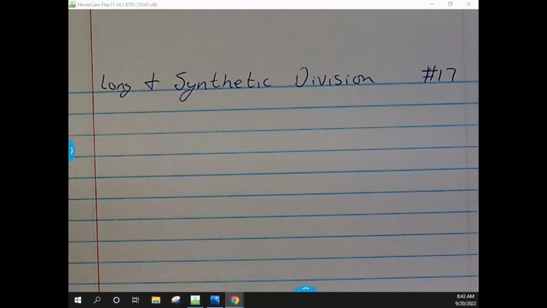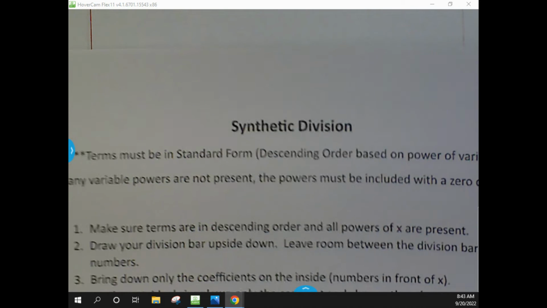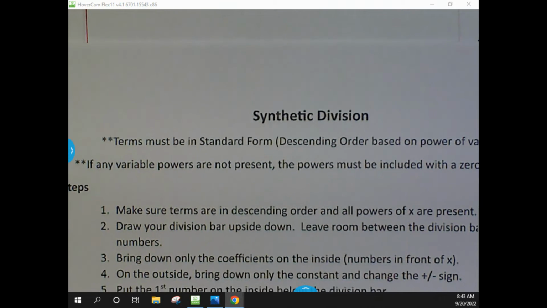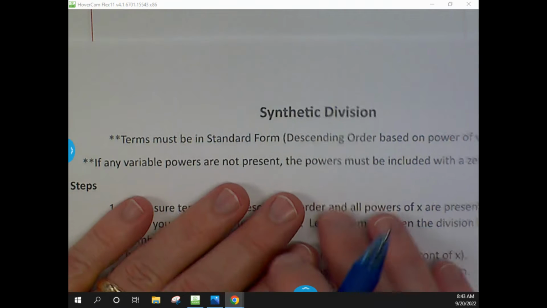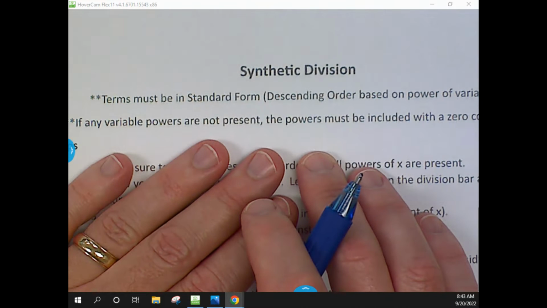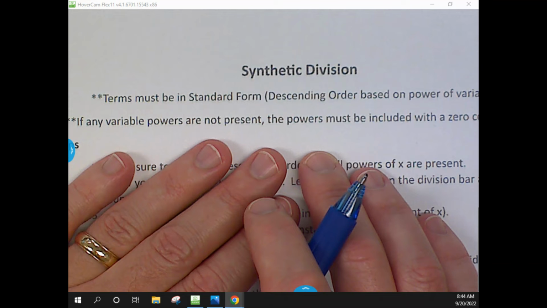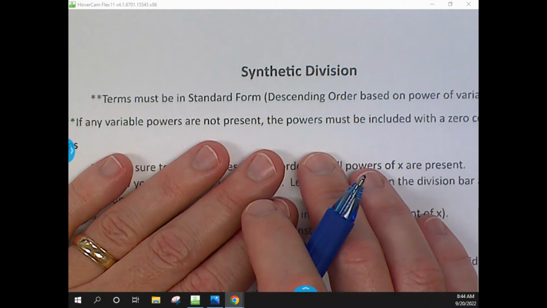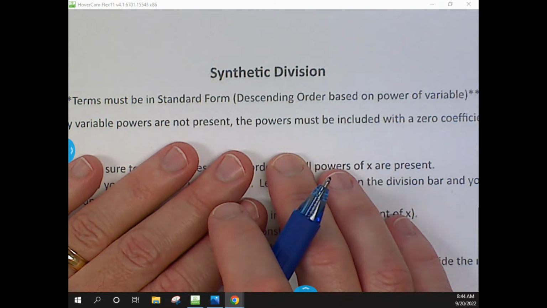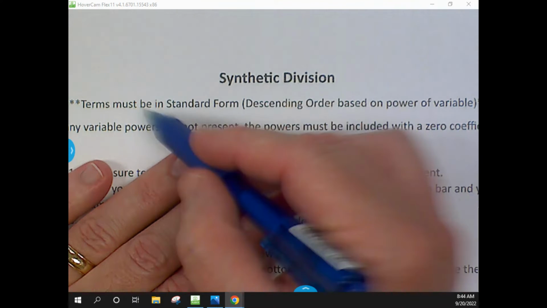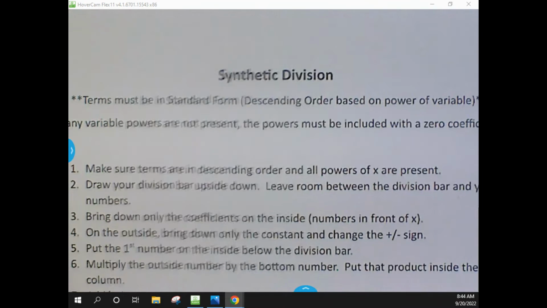All right, long and synthetic division. No matter what we do, we've got the handout that has all the steps. Whether we're doing long or synthetic division, the same two things at the top are still going to be the case. The terms have to be in descending order, standard form. And if there are any variable powers that are not present, you've got to go back and rewrite those with a coefficient of 0. So whether we're doing synthetic division or long division, those two things have to be the same.